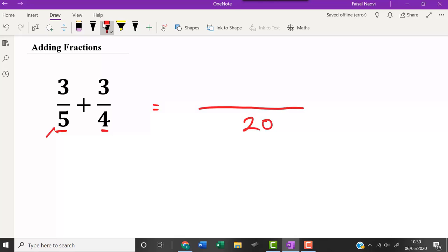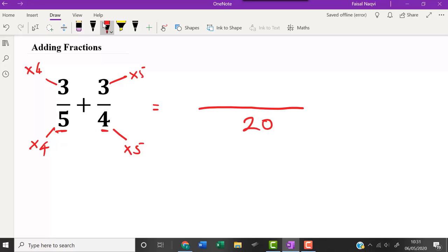What did I do to the 5 to get to 20? Well, I had to multiply that by 4. And what I do to the bottom of the fraction, I must do to the top of the fraction. So I multiply the top by 4. What did I do to the 4 to get to 20? Well, I multiplied that by 5. And again, what I do to the bottom, I must do to the top.